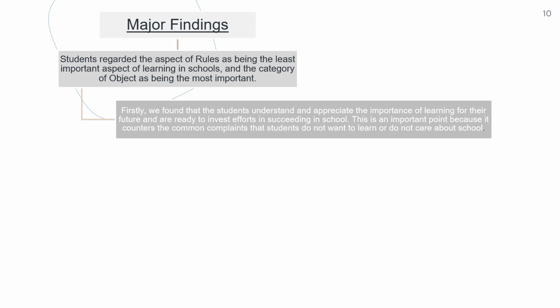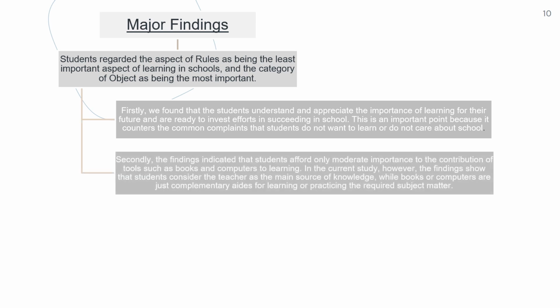Secondly, the findings indicated that students afford only moderate importance to the contribution of tools such as books and computers to learning. In the current study, however, the findings show that students consider the teacher as the main source of knowledge, while books or computers are just complementary aids for learning or practicing the required subject matter.